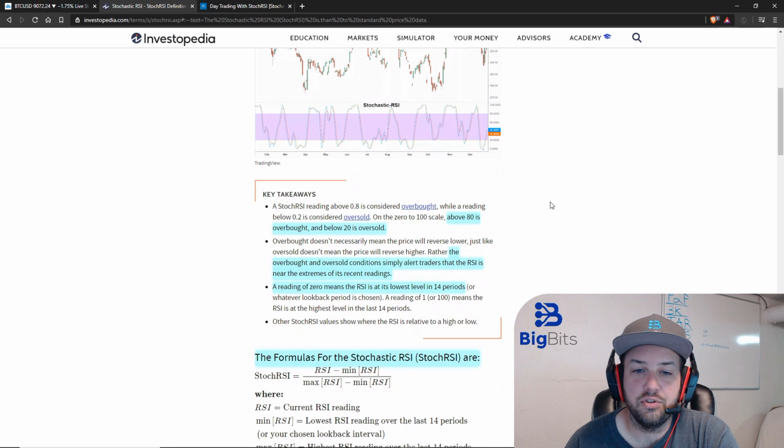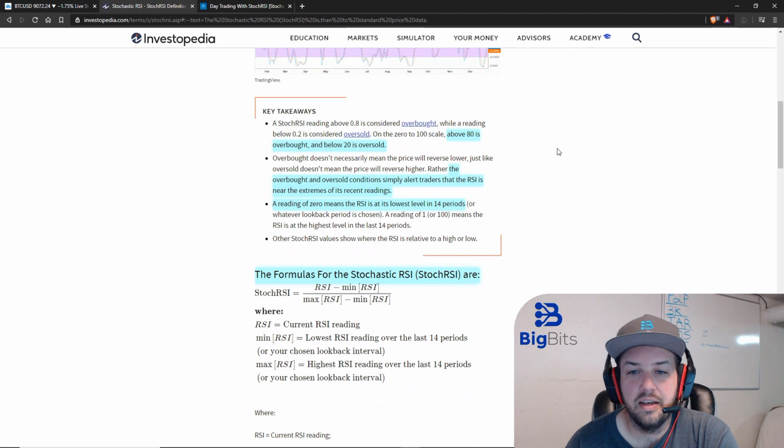Similar to the other oscillators, 80 is considered overbought and 20 is oversold, so once you get above or below those thresholds, it's the same as the other stochastic. Basically, when your RSI stays high for a long period of time, that is what's going to signal that the stochastic is high. If it's low for a long period of time, it will show the stochastic RSI is low. We'll explain why in just a moment.